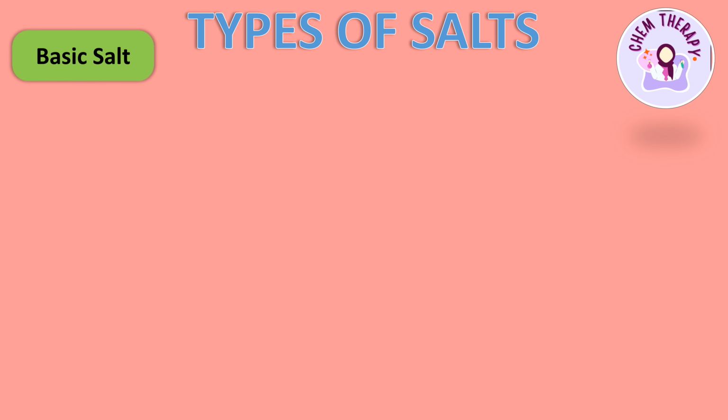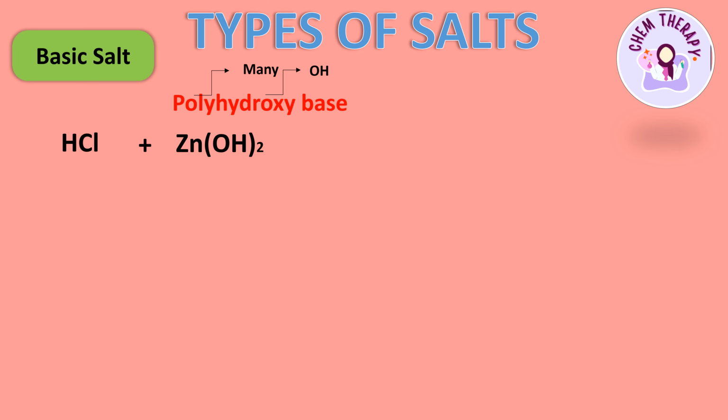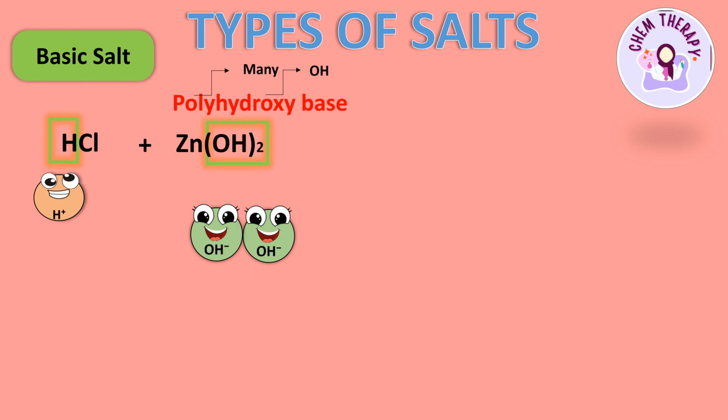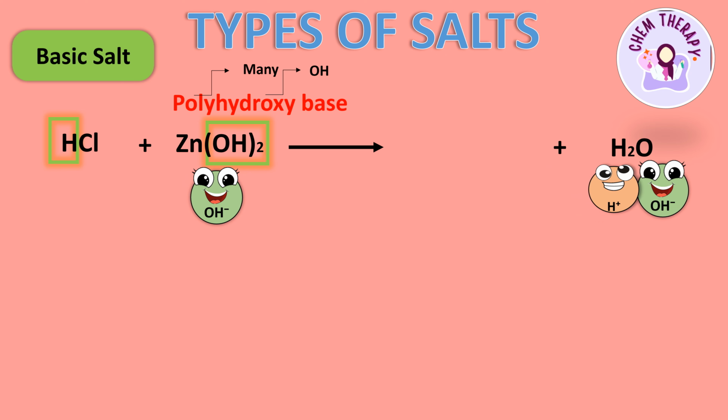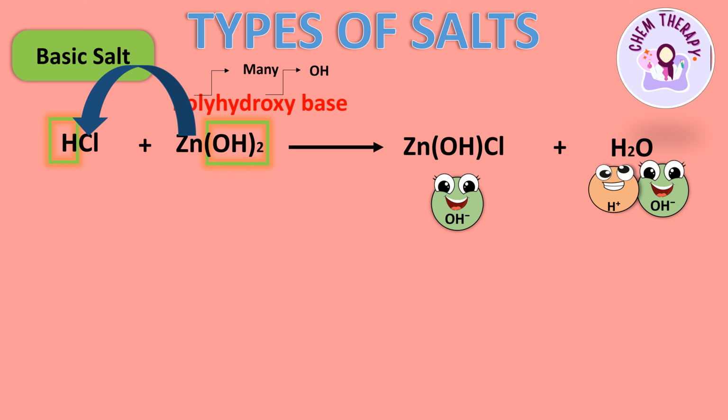Now, moving towards the third type of salt, that is basic salt. Let's take an example in which HCl reacts with zinc hydroxide, which is a polyhydroxy base. Poly means many, hydroxy stands for OH group. So, polyhydroxy bases are those which contain more than one OH group. There is one hydrogen, while two hydroxides. Out of these, hydrogen and one hydroxide neutralize each other to form water, while zinc and chloride react to form salt. There is one hydroxide still left in base, which becomes part of salt.